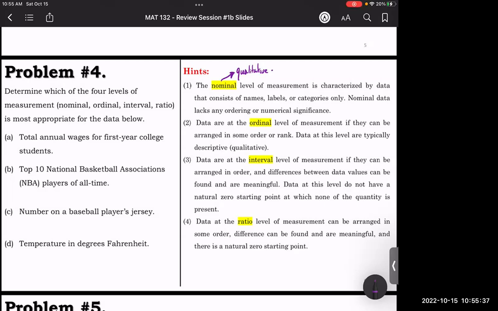When you think about a baseball player, or let's just say think about the number 2 in the Bronx with the Yankees, who comes to mind when you think about the number 2? Yeah, you think about Derek Jeter, right? So the number on a baseball player is definitely qualitative because it describes that baseball player. It basically gives the player's identity. So this is strictly at the nominal level.